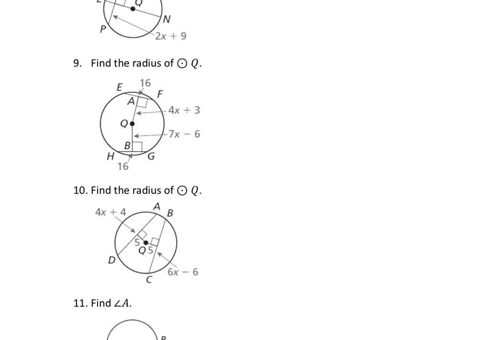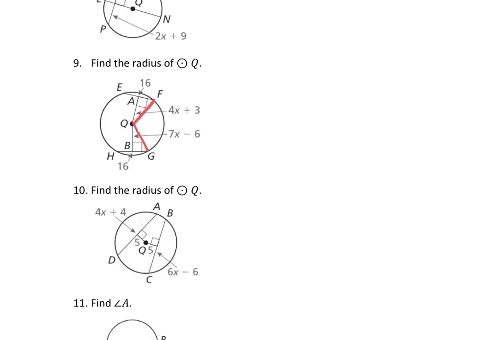So what we have to do here is we have to draw in a radius. And there's a lot of different radii that you could draw in here. There's really no particular one you have to draw in, but you have to connect Q to the edge of the circle. So I could go Q to F, I could go Q to G, I could even go Q to E and Q to H. There's 4 different radii I could draw in there. You don't have to do all 4 of them. Really just one of them is sufficient.